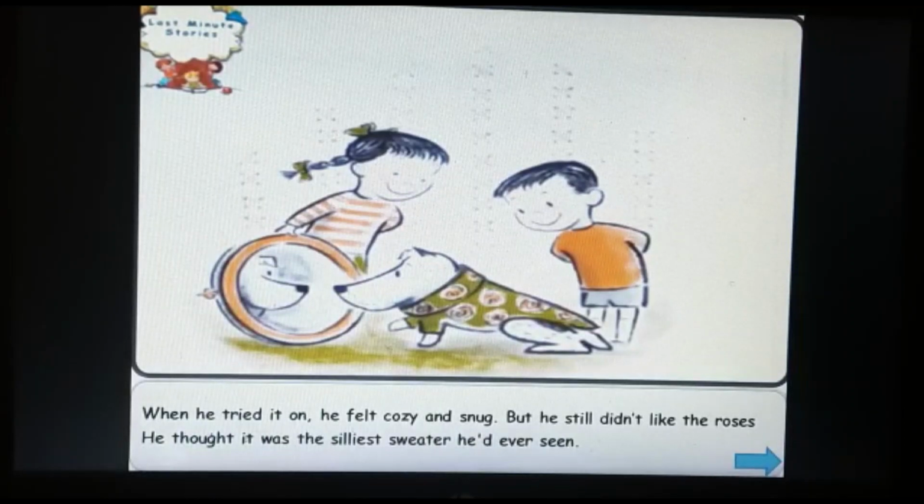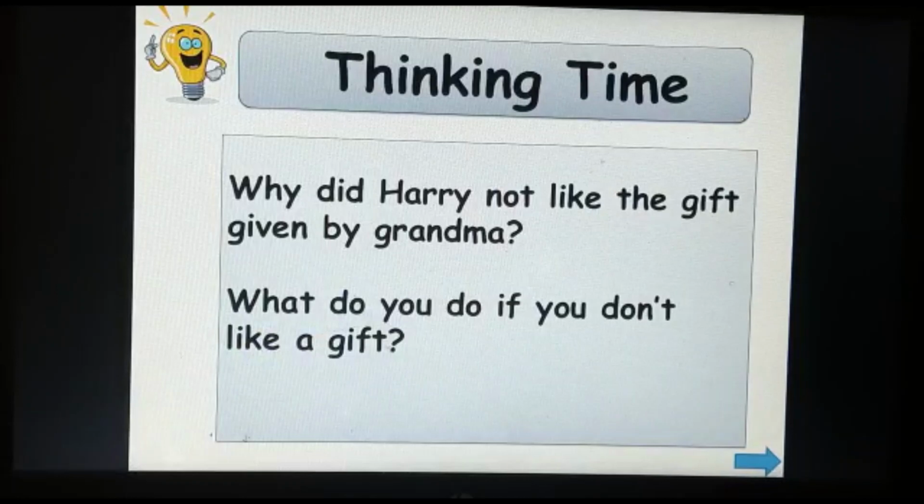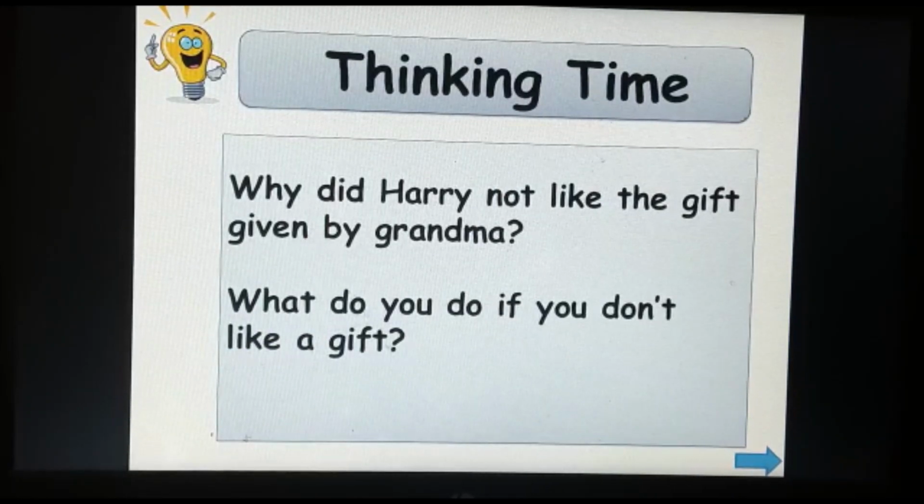And even after not liking the roses so much, Harry tried it on. He felt cozy and snug, but he was not happy to wear it anyway. Now comes again the question, why did Harry not like the gift given by Grandma? What do you do if you do not like a gift?